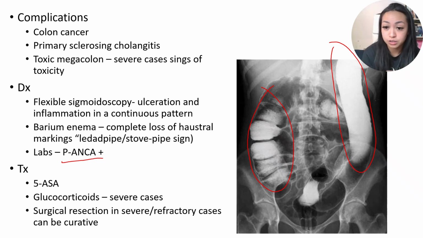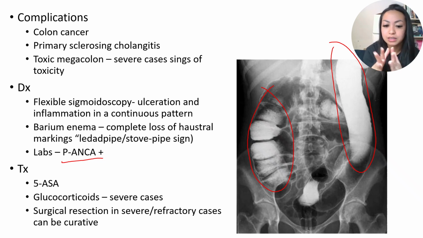In terms of diagnosis, we can do flexible sigmoidoscopy. We're going to see continuous inflammation, no skip lesions, no cobblestone appearance. On barium enema, this is another thing that they like to ask, because the specific name for that sign is the lead pipe or the stovepipe sign. That's the loss of haustral markings on barium enema. And labs are positive for P-ANCA, whereas Crohn's is positive for ASCA and B12 and iron deficiency.